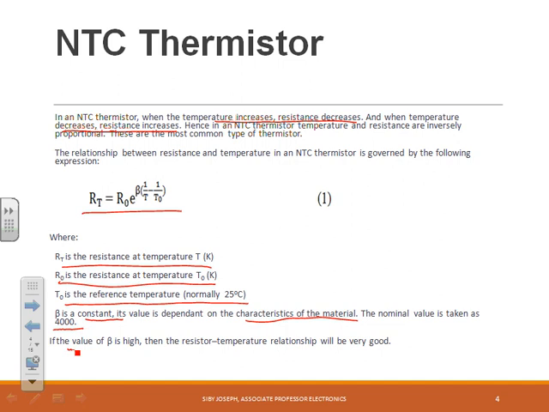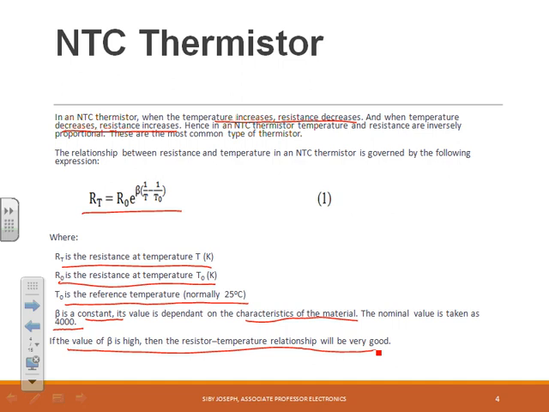If the value of beta is high, then the resistor temperature relationship will be very good. This is the basic equation for negative temperature coefficient thermistors: RT is equal to R naught into e raised to beta into (1 by T minus 1 by T naught). RT is the resistance at temperature T Kelvin, R naught is the resistance at temperature T naught Kelvin, and T naught is the reference temperature, normally 25 degrees centigrade.